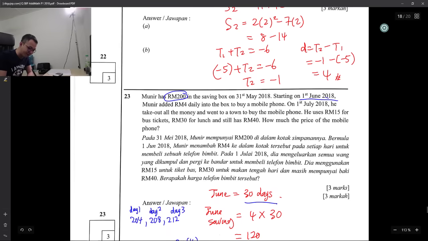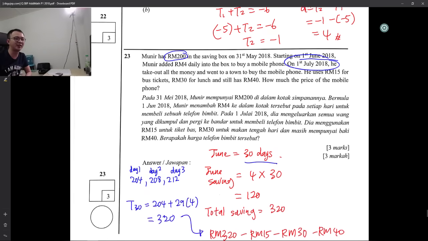Because he said on the 1st of July, that means after the end of June, the next day he already took out all the money. That means on the 1st of July, the person doesn't put another 4 ringgit into it. He already took out the money to go out to buy the food. So therefore, I will do T30 only. I will not do T31.